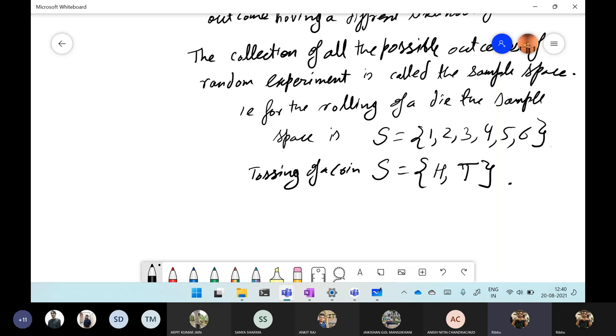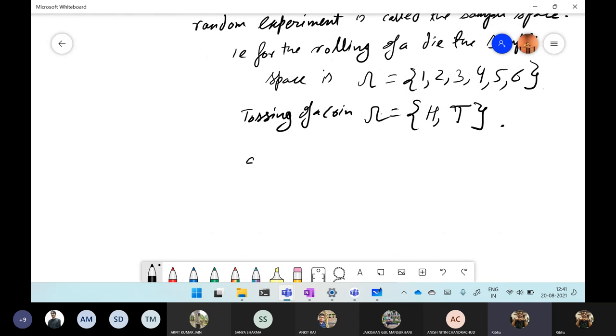Right, I can write all the outcomes of a random experiment as a set, and that set is called the sample space. Fine? Yes, sir. So we generally, instead of S, denote the sample space by omega.